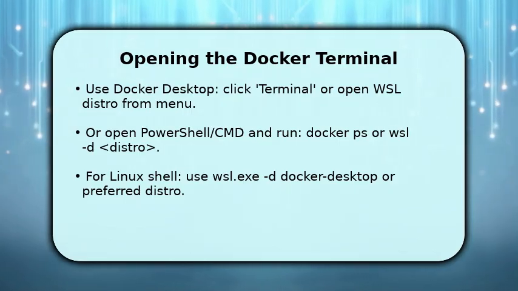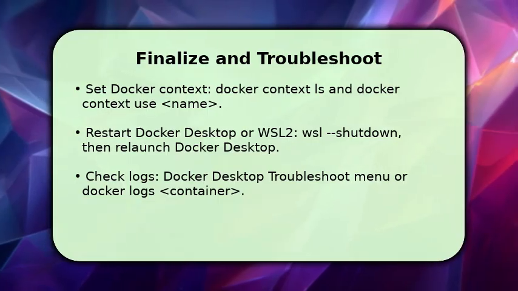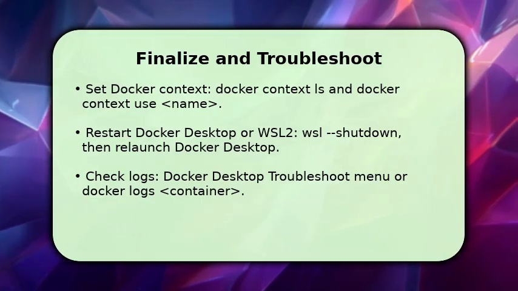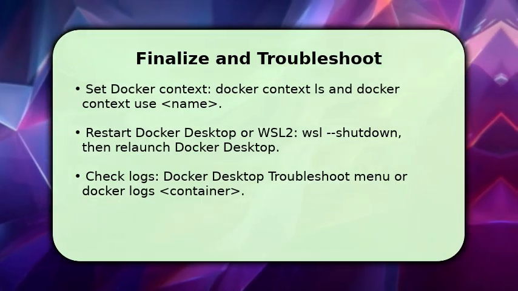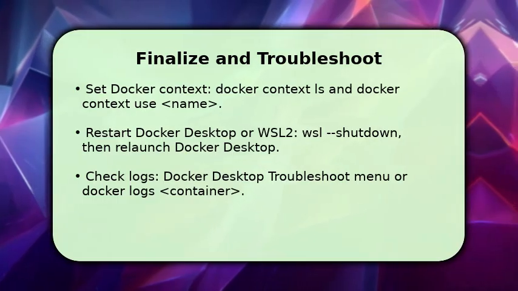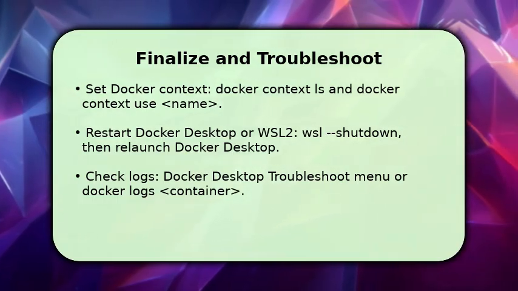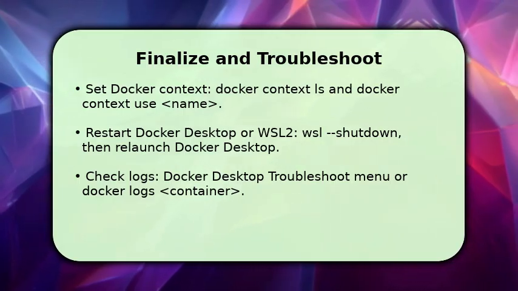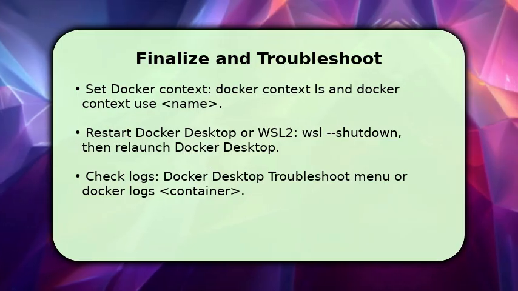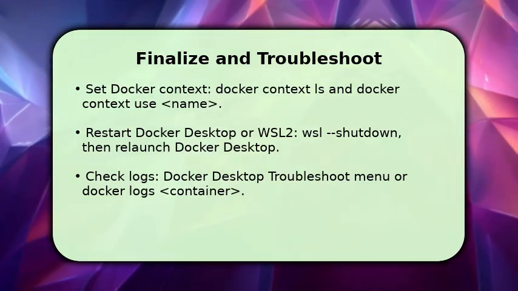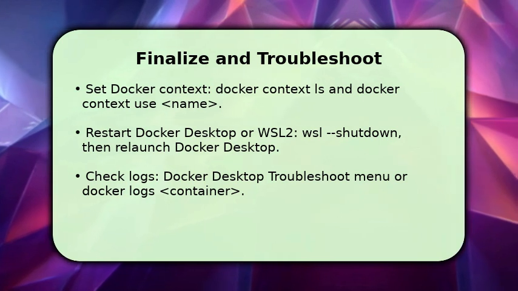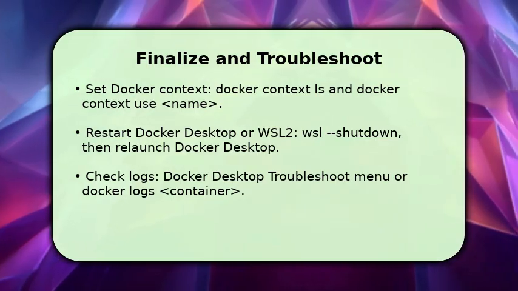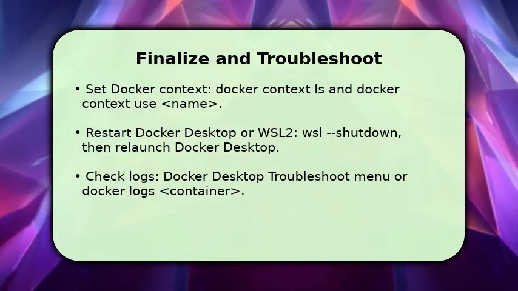Finish by ensuring your terminal talks to the correct Docker engine and that containers are reachable. Use docker context ls and docker context use to select the right context. Then run docker run or docker compose up to validate. If things fail, restart Docker Desktop and perform wsl --shutdown to reset WSL2, then reopen the terminal. Also check Docker Desktop troubleshoot logs or container logs with docker logs container for specific errors. If permissions block sockets, run the shell as administrator or adjust WSL integration settings.